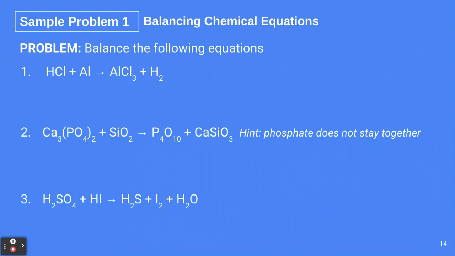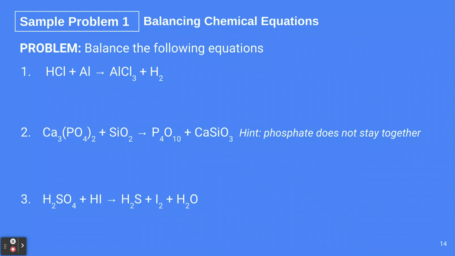We've got hydrochloric acid and aluminum forming aluminum chloride and hydrogen. We've got calcium phosphate plus silicon dioxide forming tetraphosphorus decaoxide and calcium silicate. Now, please notice on that one there that the phosphate does not stay together.